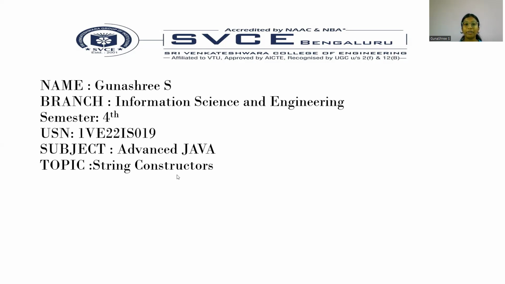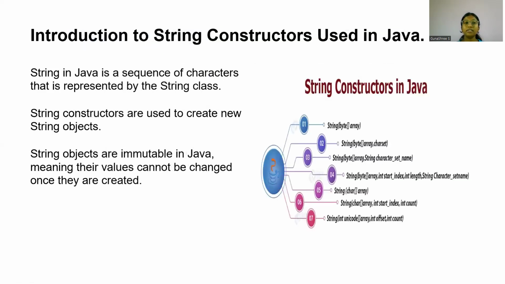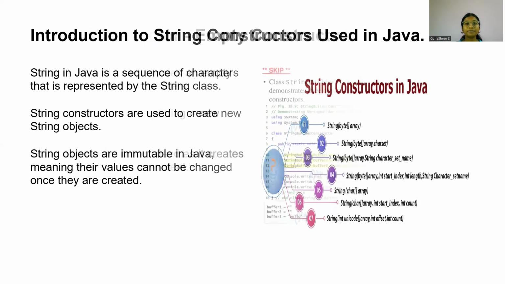Today I'll be taking up the topic string constructors that will be coming in advanced Java. So what is a string constructor? Basically, a string in Java is a sequence of characters that is represented by the String class. These constructors are used to create new string objects. Strings are immutable, that is, their values cannot be changed once they're created.